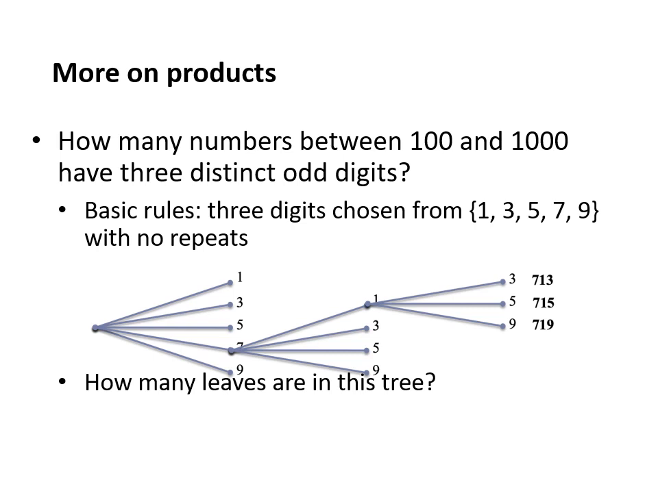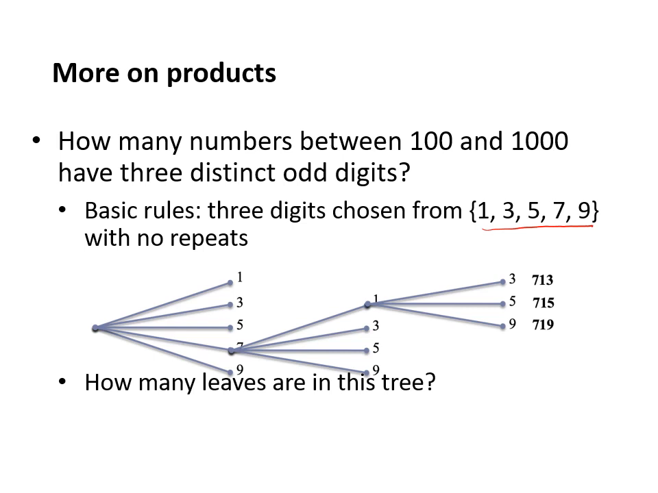More on the rule of products. Here is another example. How many numbers between 100 and 1,000 have 3 distinct odd digits? So, what is the basic rule? We have 3 digits chosen from odd digits, so 1, 3, 5, 7, 9. And we cannot repeat them because they have to be distinct.